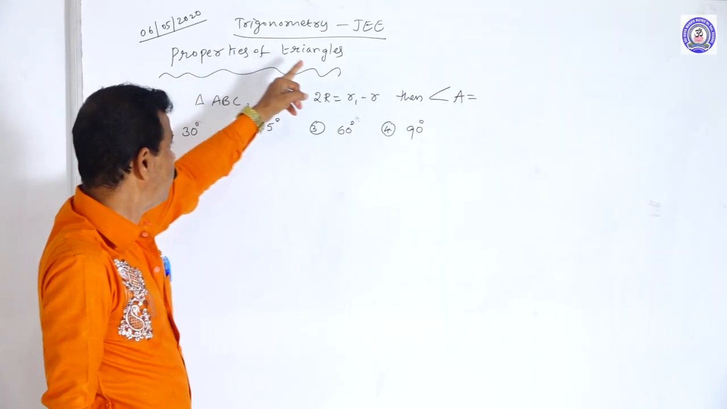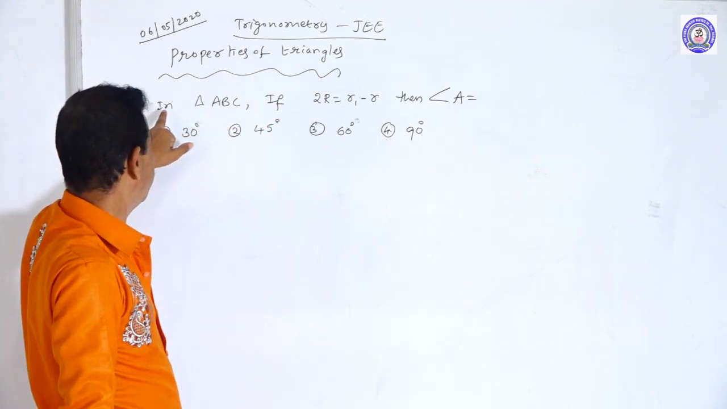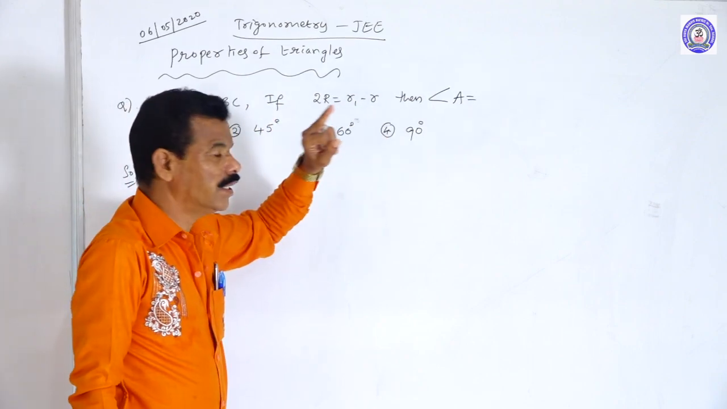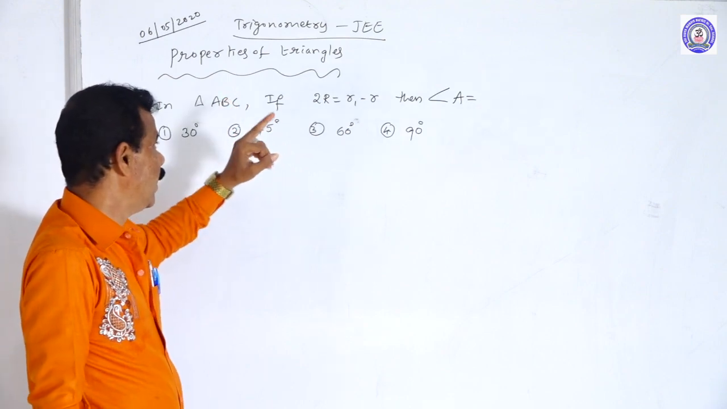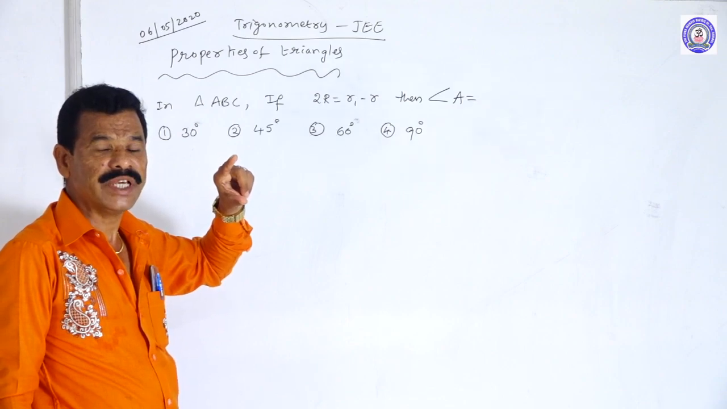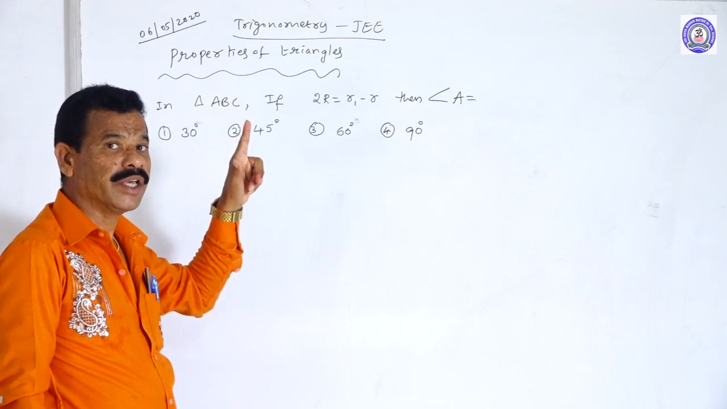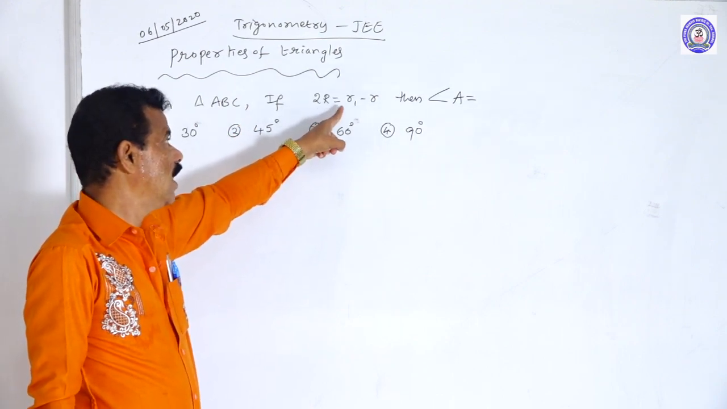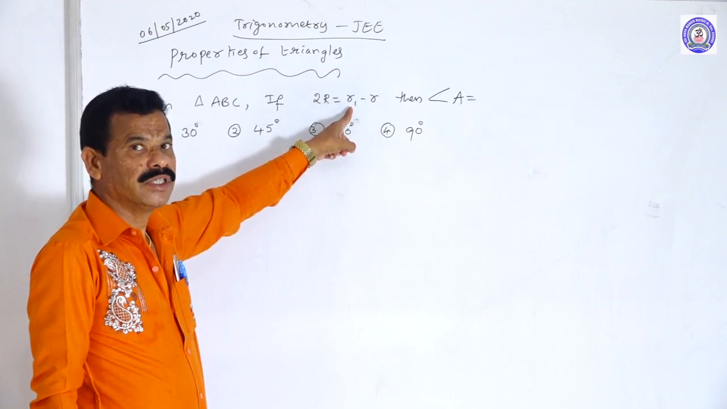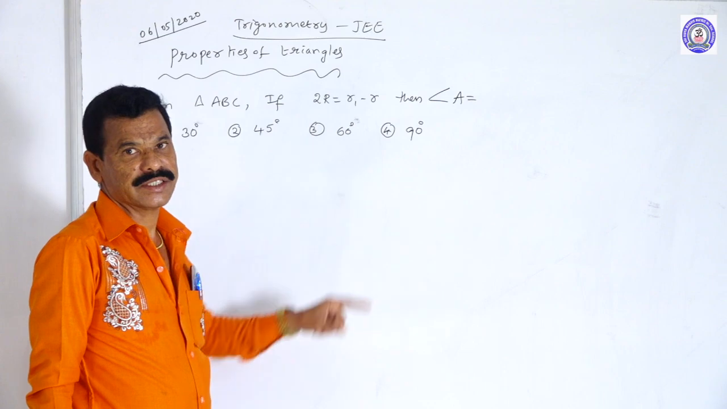Trigonometry JEE, properties of triangles. In this question, in a triangle, if 2R is equal to R1 minus R, then how much is angle A? Here capital R is the circumradius of the triangle. The circumradius means the radius of the circumcircle passing through A, B, C. R1 is the inradius, the incircle radius.